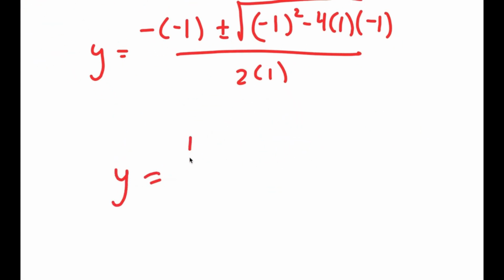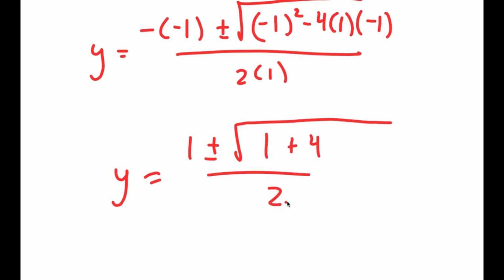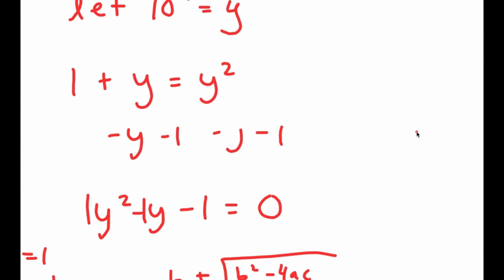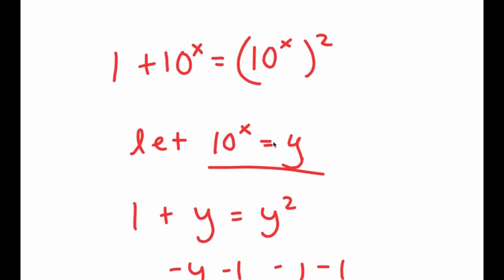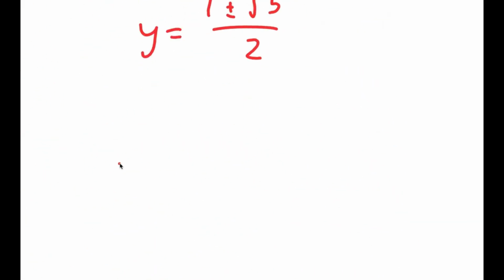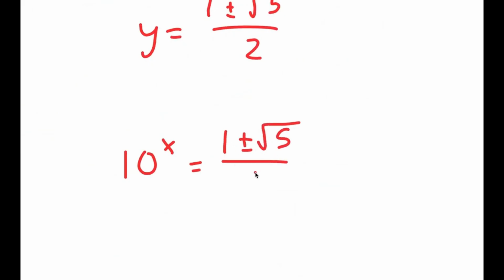And now this is equal to 1 plus or minus the square root of 1 plus 4 over 2, which is equal to 1 plus or minus the square root of 5 over 2. So I get that the value of y is equal to 1 plus or minus the square root of 5 over 2. However, we aren't done yet, because remember, we're solving for the value of x and not y. And we let 10 to the power of x equal to y. So I get 10 to the power of x equals 1 plus or minus the square root of 5 over 2.